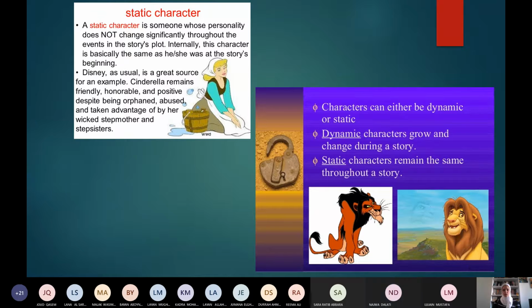Okay, so you agree with me that Cinderella is a static character? Yes. Okay, so let's go to Lion King. Have you watched Lion King, girls? Yes. Note, read your note.